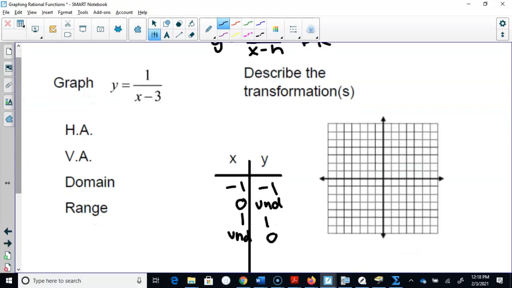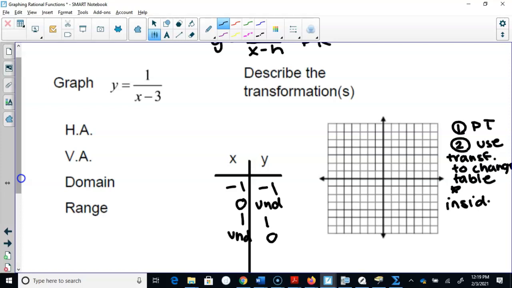Okay, next, once we've had our parent table, so that's step 1. Remember, I'll write the steps over here first. I'll put PT for parent table. Step 2, we are going to transform the table. We're going to look at that table and use transformations to change the table. Now, I want you to remember, this is key. We've talked about this before. When we have something happening on the inside, we do the opposite operation to x. When we have something on the outside, we do the same to y.